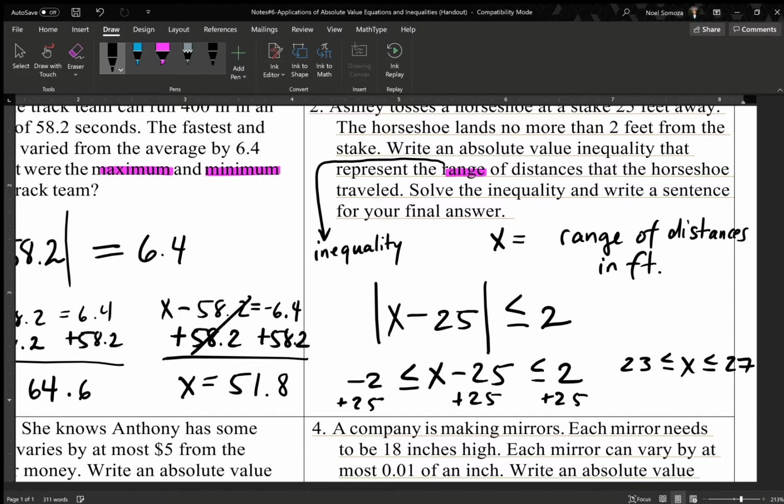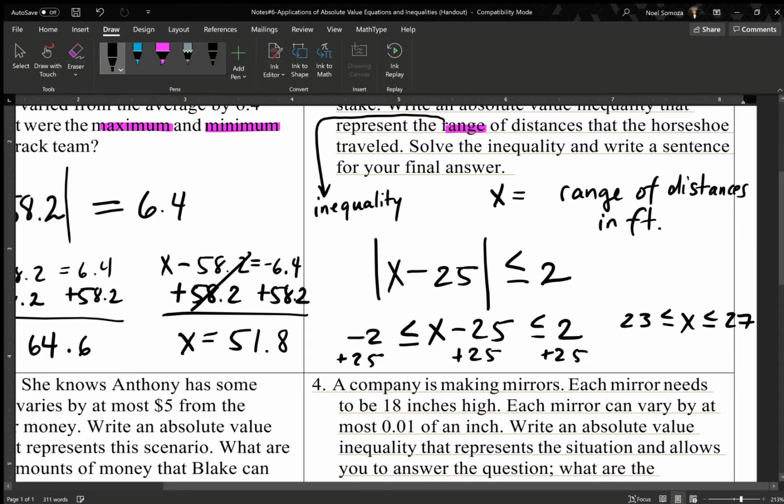Okay. So the most important thing here is when you write it, the answer will tell you if you wrote it correctly. It's almost backwards. Because if this ended up being something else, like 15 and 17, then I'm way too far. That's not within 2 feet of my goal. Okay, does that make sense? Right. So the answer, you have to pay attention to what it means.